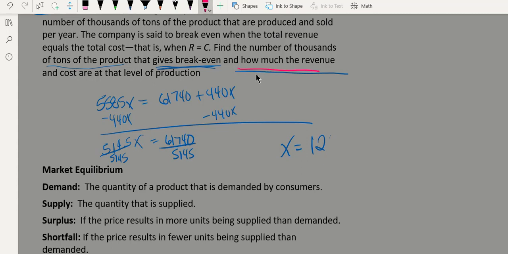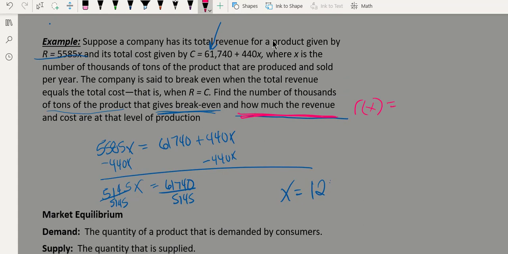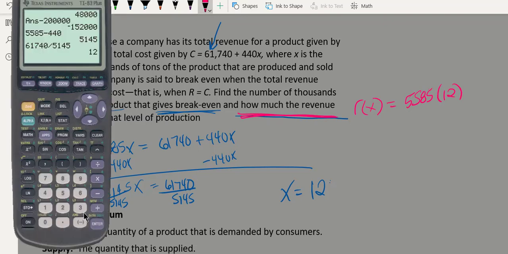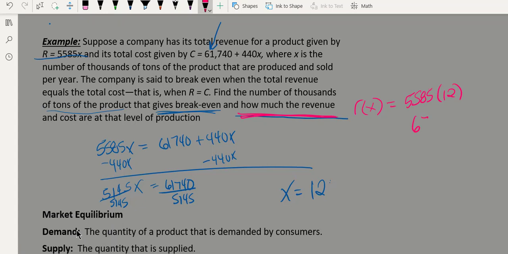Okay, so the next part of the question asks us how much revenue and costs are at that production level. So if I'm looking for that revenue, that R of x, I'm just going to plug in my value for x. So that'd be 5585 times 12. So we take 5585 times 12, and that equals 67,000, and I believe it said 20.